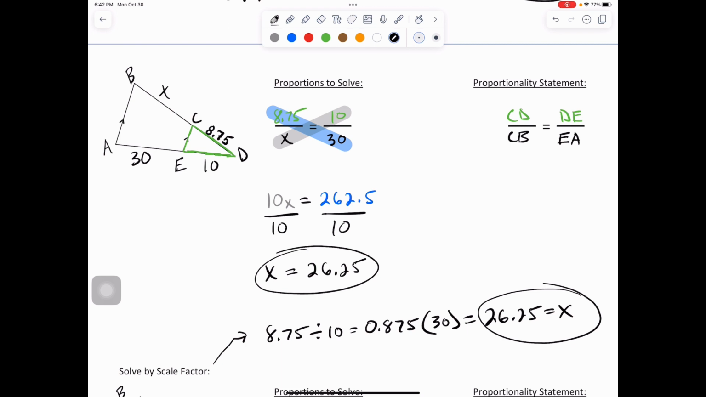Now, guys, again, you could have set this up as black over green equals black over green. You could have done long side over corresponding long side is equal to short side over corresponding short side. You could have done short side over short side equals long side over corresponding long side. There's multiple ways to set that up. So at the top of the paper, you guys saw that earlier. Go ahead and check your work.